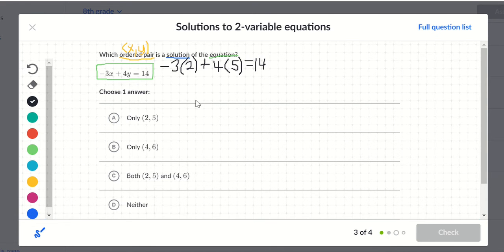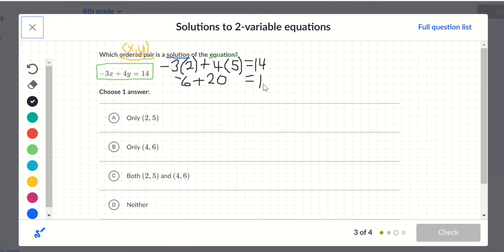All right, so what I've done is I've taken this ordered pair and put it into my equation. Where I saw x, I put a 2, so I did negative 3 times 2. And where I saw y, I put in a 5, so I did 4 times 5. Now I just want to solve. Negative 3 times 2 gives me negative 6. Then I'm bringing down my plus sign. Then 4 times 5 is 20. Then I'm bringing down my equal sign, because this is an equation.